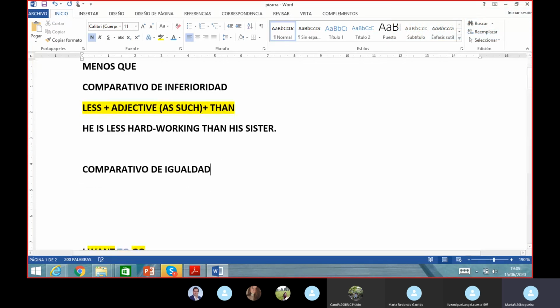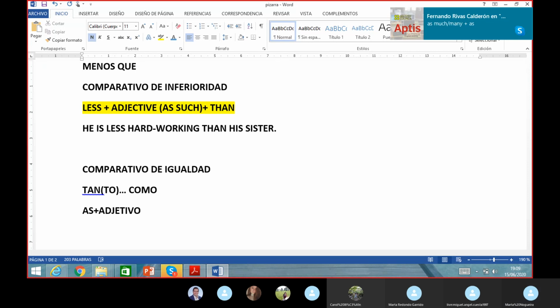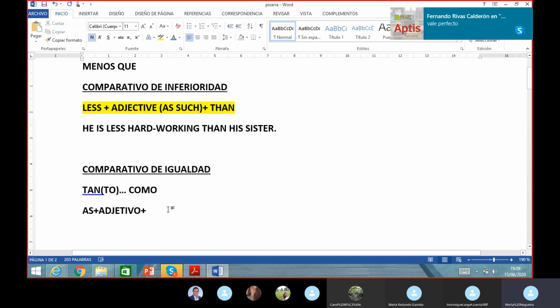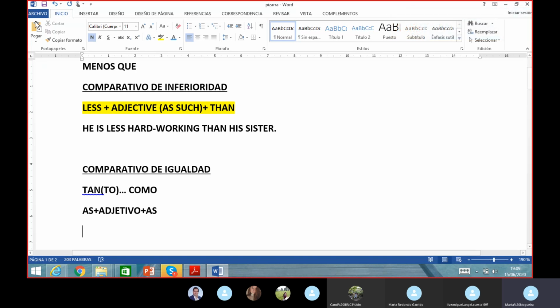Y comparativo de igualdad, tan o tanto como, ¿vale? Ponemos as más adjetivo, as much. No, eso no va a entrar, eso no va a entrar, eso es más avanzado. Esto sí que va a entrar. Ahora os dejo que hagáis un pantallazo a esto. Plus as. Todo lo que sea más avanzado no va a entrar. Chicos, os va a entrar todo lo que sea susceptible de ser nivel B2.